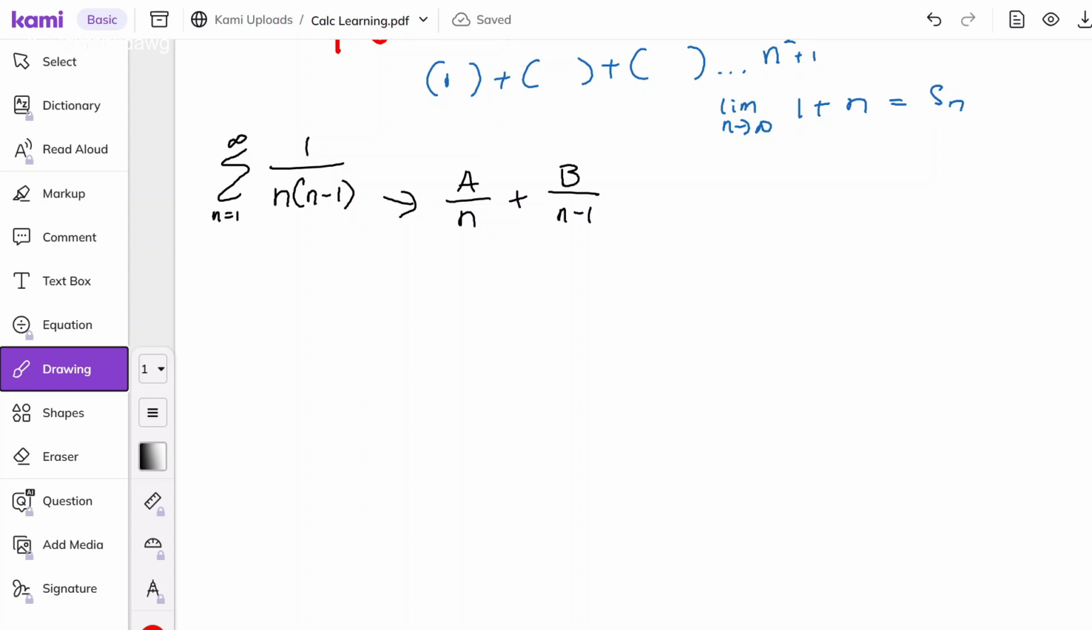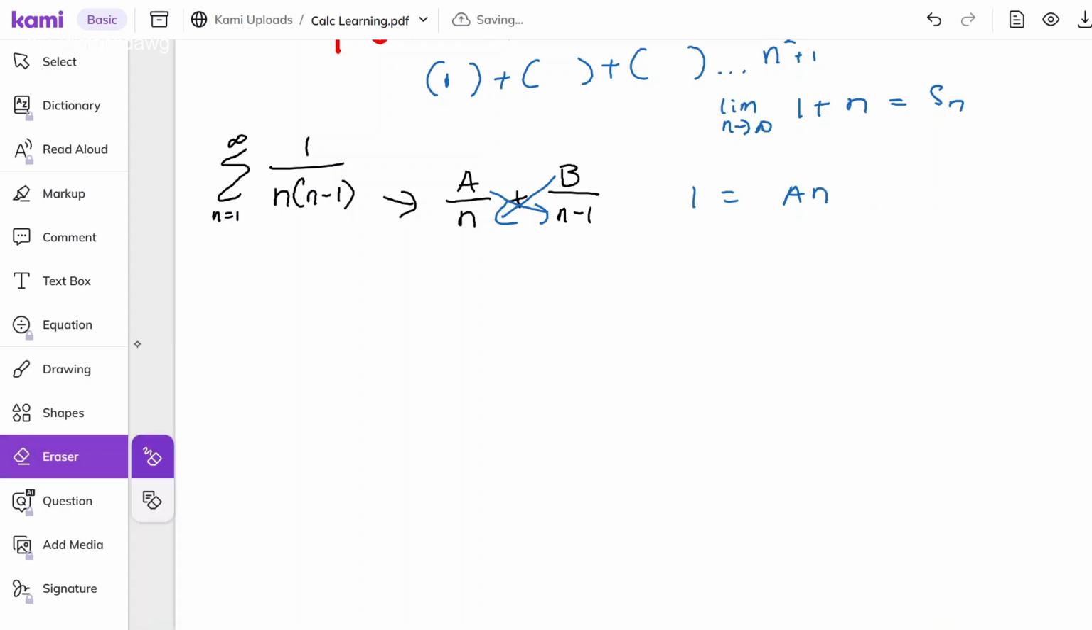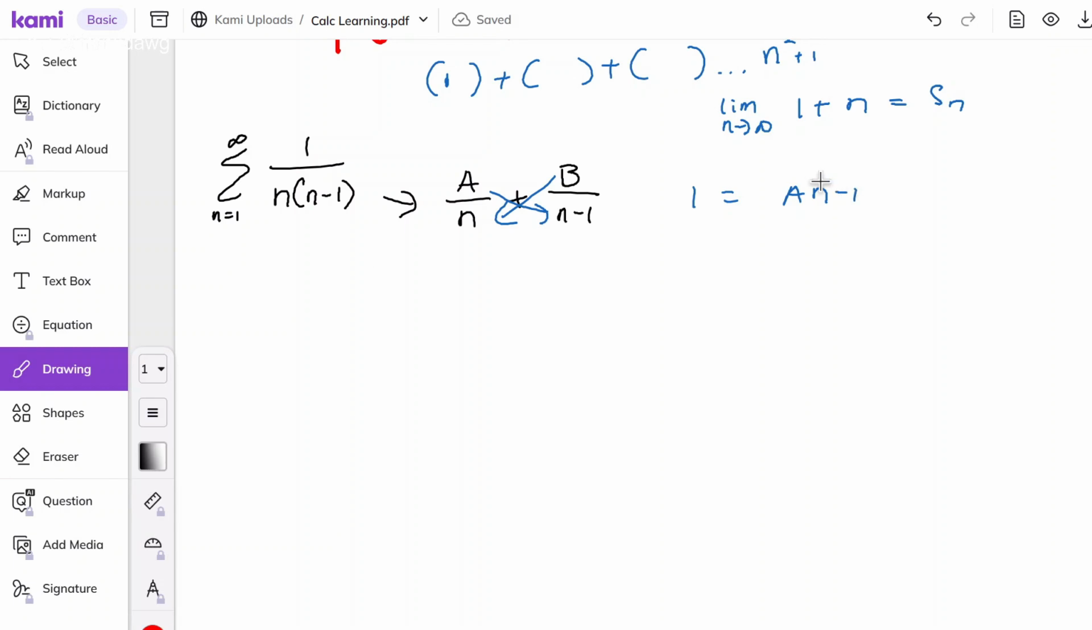Partial fraction decomposition is something you could have learned in previous classes. I think I remember learning about it in 2B, where you try to find the coefficients by multiplying this with this and this with this. So the numerator, which is here 1, is equal to a times n plus 1, because it's n plus 1 over here, plus b times n minus 1 over here.